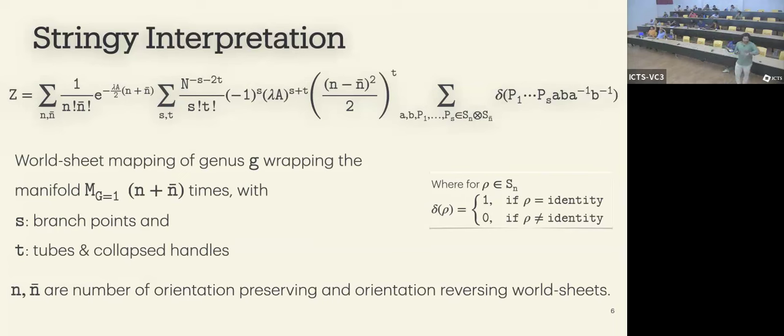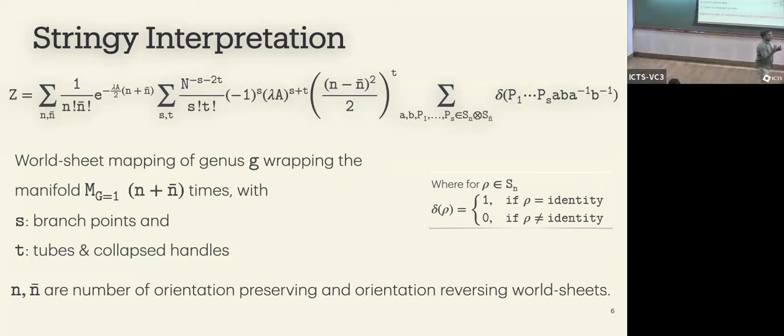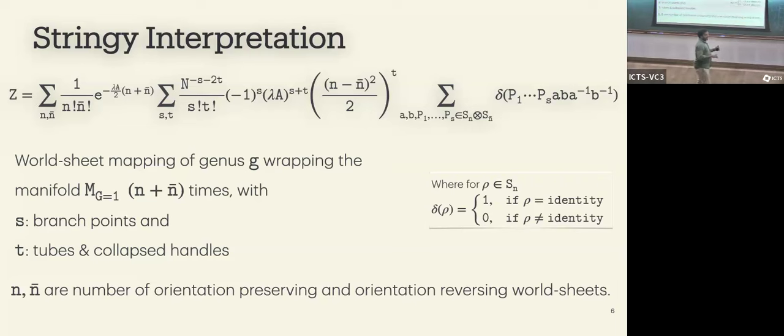And that's the interpretation of this expression: you have S number of branch points and you have T number of tubes and collapsed handles, and N and N bar are the number of orientation preserving and reversing worldsheets. So N is the number of oriented surfaces, and N bar is the number of orientation reversed surfaces. That means that at a particular N and N bar, a full worldsheet is getting covered n times in an orientation reversing way and n bar times in an orientation preserving way, okay? And all these points are connecting between various worldsheets which you had at a particular target space point.